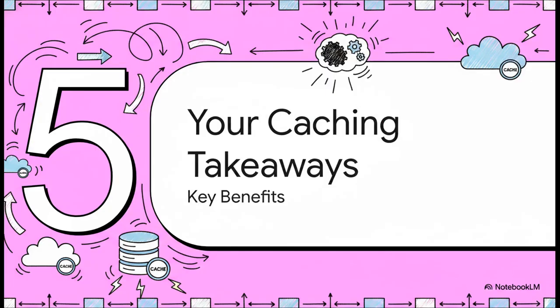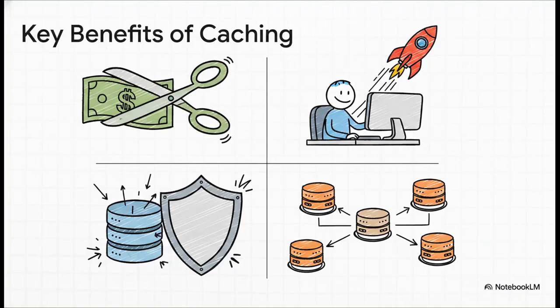Okay, let's bring it all home. What are the key lessons you should take away from all this? Well, first, you're going to dramatically slash your database costs. Second, your users get a way faster, way better experience. Third, you're building a protective shield around your database so it doesn't fall over during a traffic spike. And finally, your whole system just becomes more scalable and more resilient. It's a win all the way around.